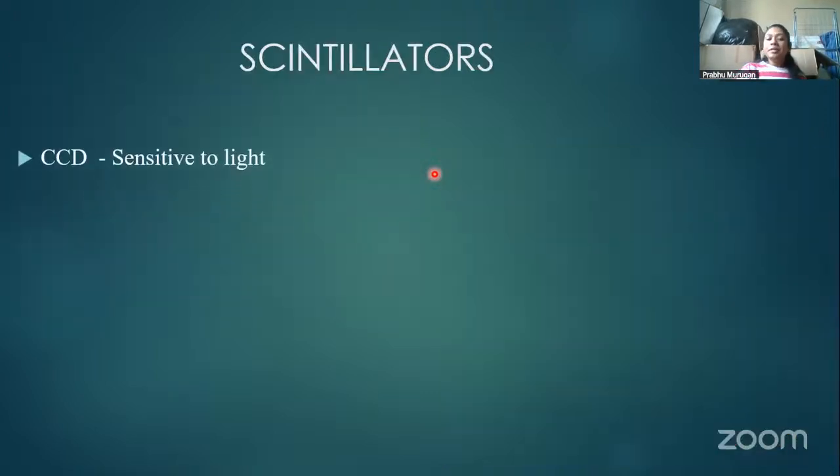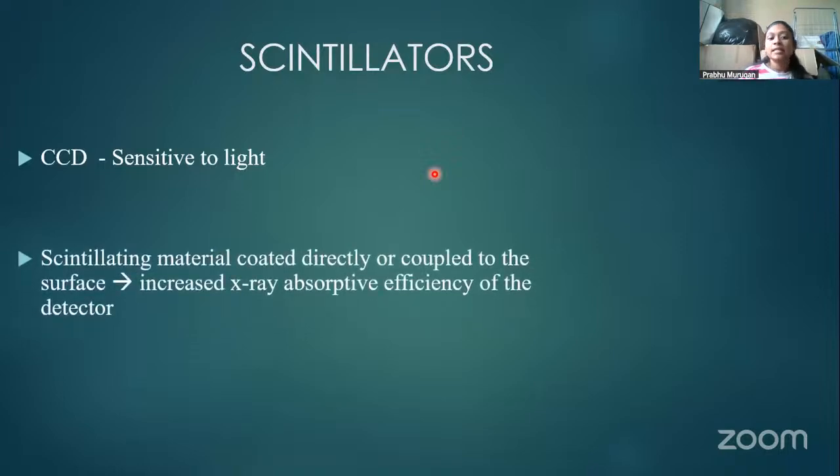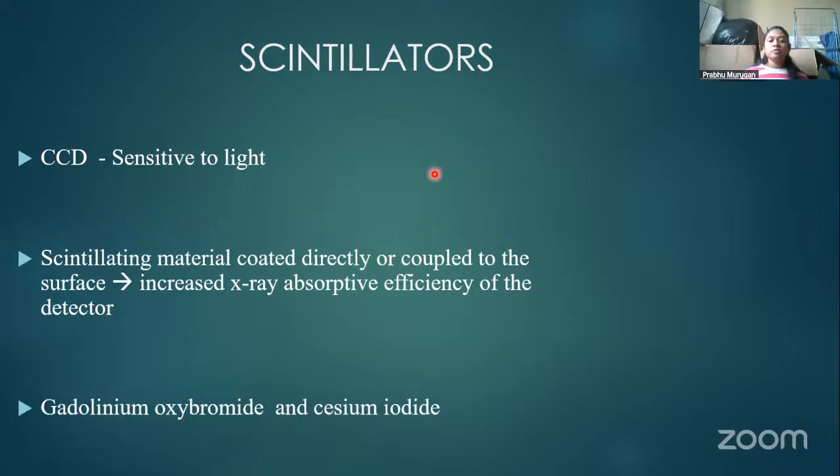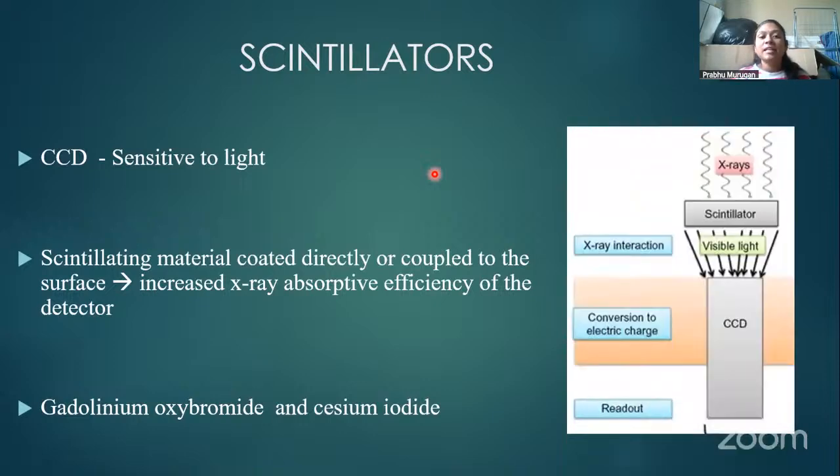Yeah, I already mentioned intensifying screens. There's something similar to that in case of your digital X-rays. That is nothing but your scintillators. Your CCD is sensitive to light, so the scintillating material will increase the X-ray absorptive efficiency by converting the X-rays to visible light. The concept is almost the same as that of the intensifying screens used for conventional films. The materials most commonly used as scintillators include gadolinium oxybromide and cesium iodide.